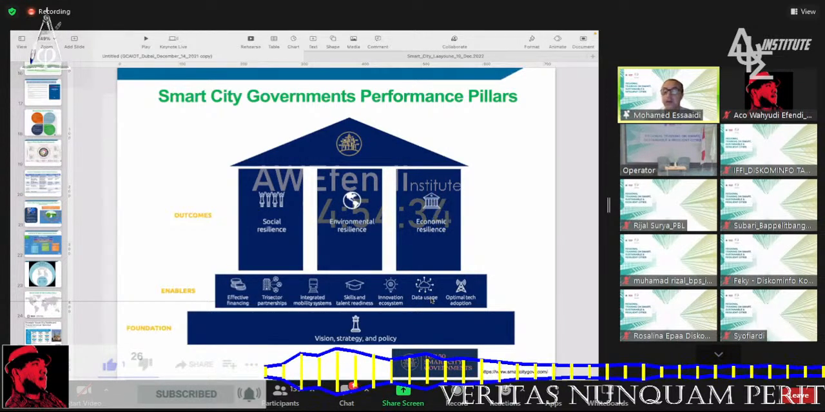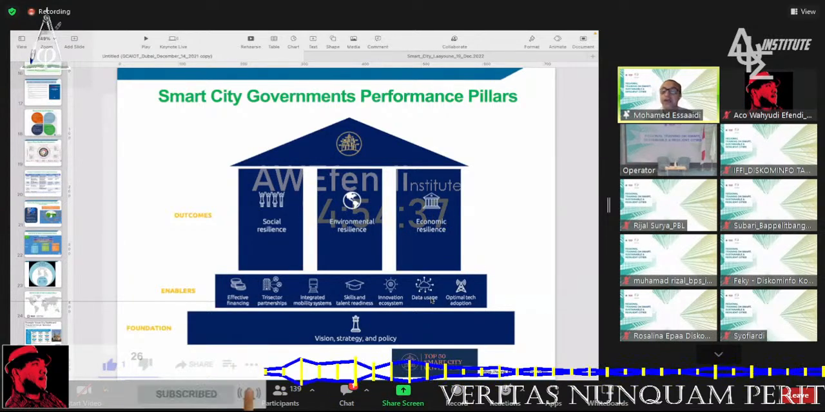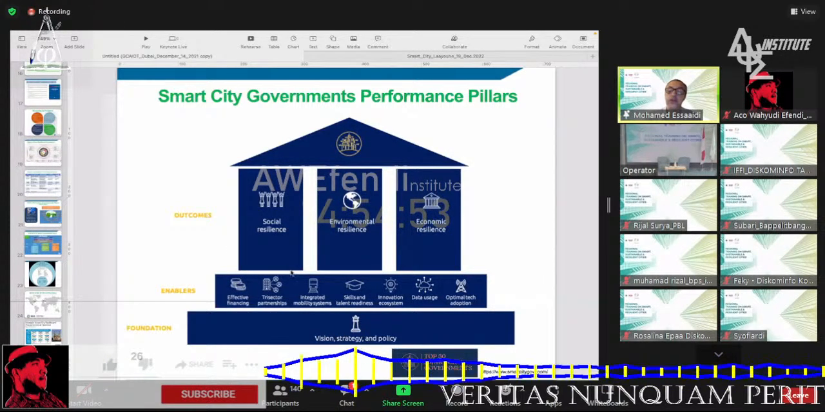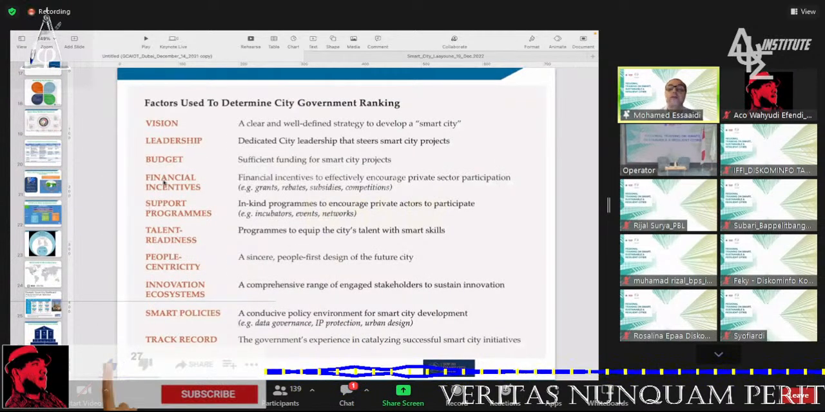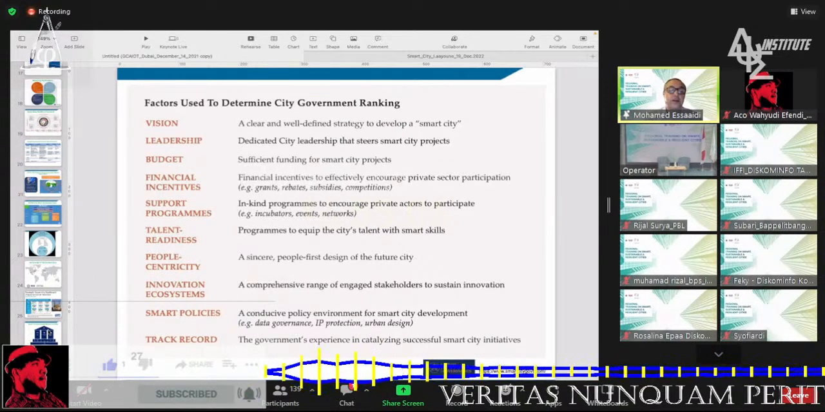Data usage, because as was mentioned before, data is key for all the services of the smart city. Optimal tech adoption, connectivity, cloud platforms, and so on and so forth. So the outcome is social. Based on this concept, we can boost the resilience of the city through three dimensions: social, environmental, and economic. According to this framework, we have a ranking of smart cities based on several factors, and those factors are also key to build the resilient smart city. That's why I'm presenting them here.